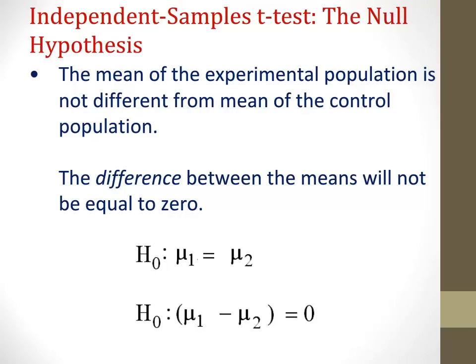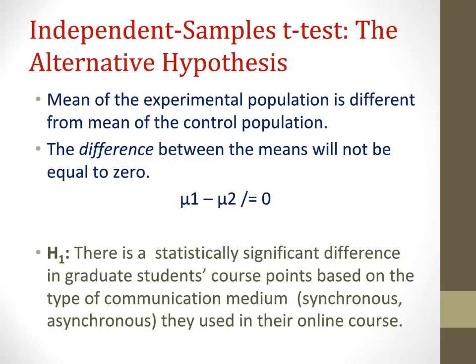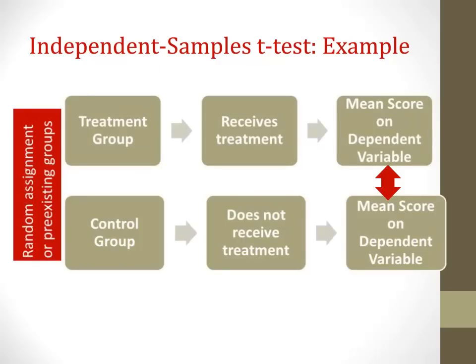Now, let's take a look at the alternative hypothesis. Alternatively, the research or alternative hypothesis will state that the means are different or that they're not equal to 0, and the difference between the means is large enough to be significant. Stated in words, the alternative or research hypothesis for our example that we've been discussing is this: there is a statistically significant difference in graduate students' course points based on the type of communication medium they use to communicate in their online courses.